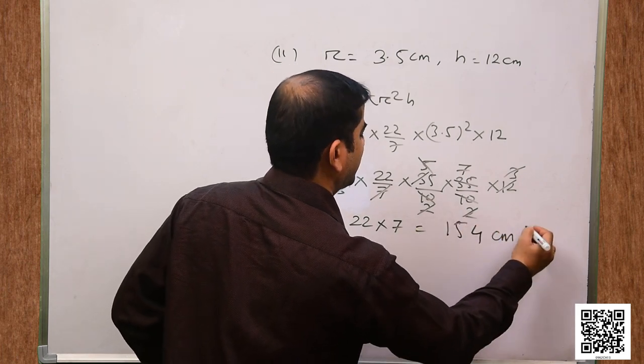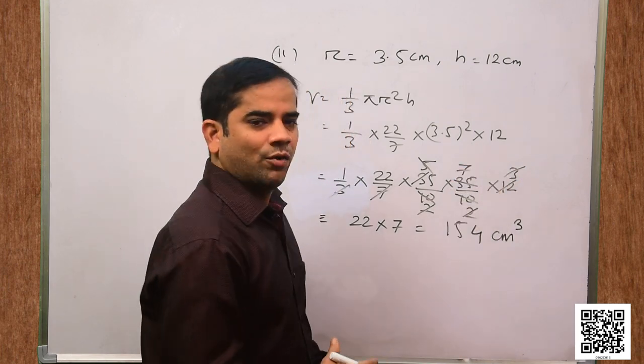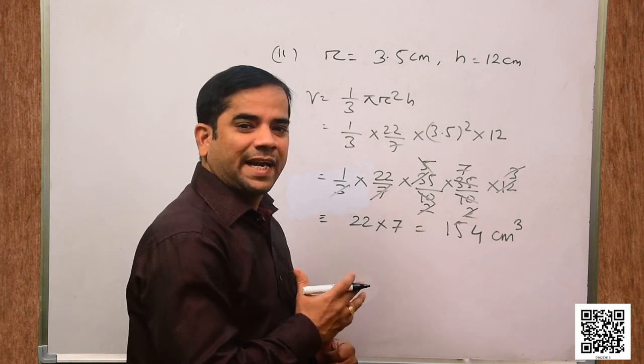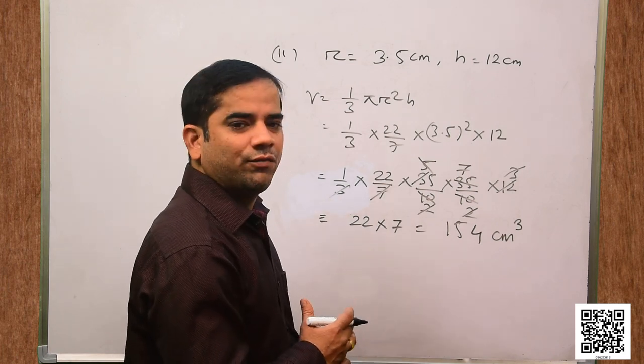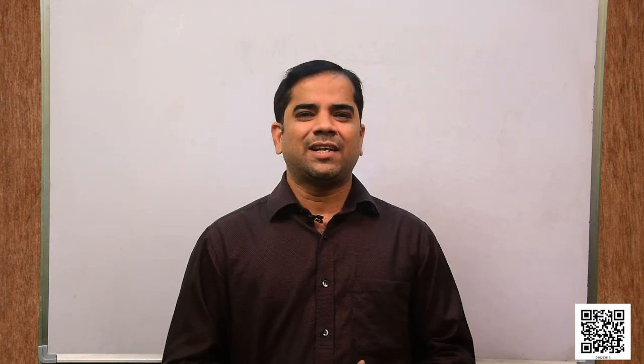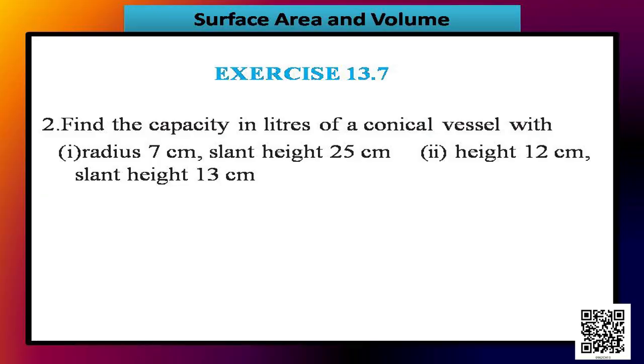154 centimeter cube. So, the volume of the second cone is found to be 154 centimeter cube. Hope you understand. Students, let us now solve question number 2. It says, find the capacity in liters of a conical vessel with first radius 7 centimeter, slant height 25 centimeter and second height 12 centimeter, slant height 13 centimeter. So, let us solve the question.